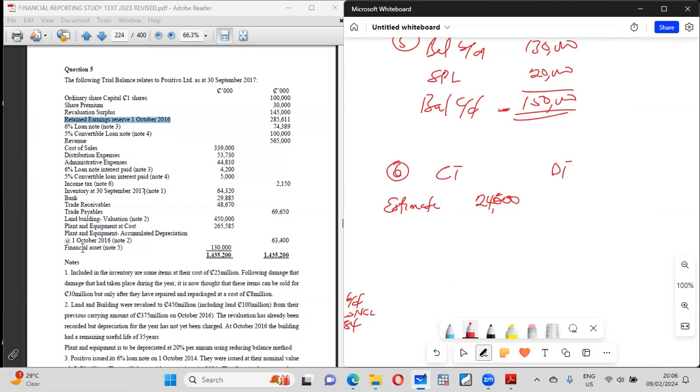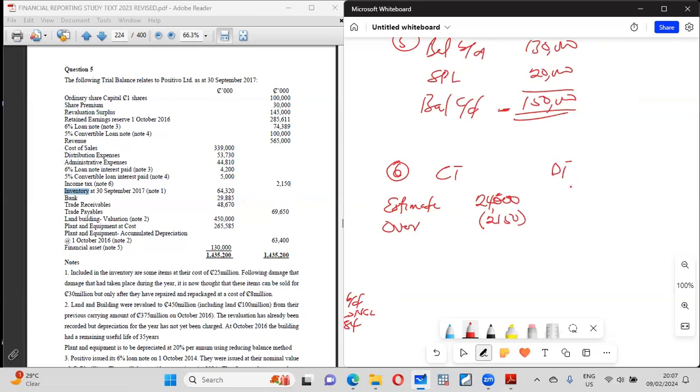Now, it says, what is the tax? Where is the tax? Income tax. It's at the credit side. Is it over or under? If it is at the credit side, is it over or under? It's over. So if it is over, minus 2,150.